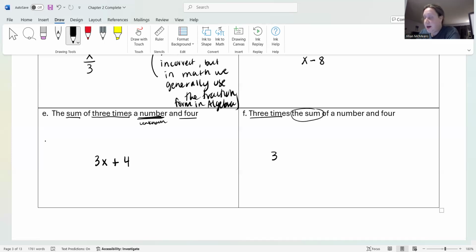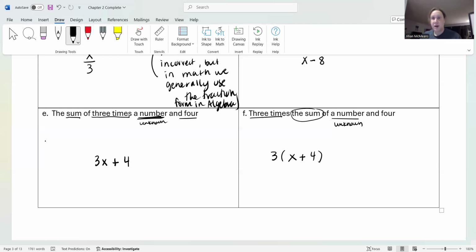So if I want 3 times an entire sum, I would want to write that sum inside parentheses. Okay, so we do have a sum of a number and 4. The sum of a number and 4 is just x plus 4, and then we want 3 times that entire sum, okay? So be really, really careful with something like part E compared to part F. They both have some things going on, so really read them carefully, understand how they translate to the math and how the math translates back to the words, but really try to see the difference in the two of these, okay?